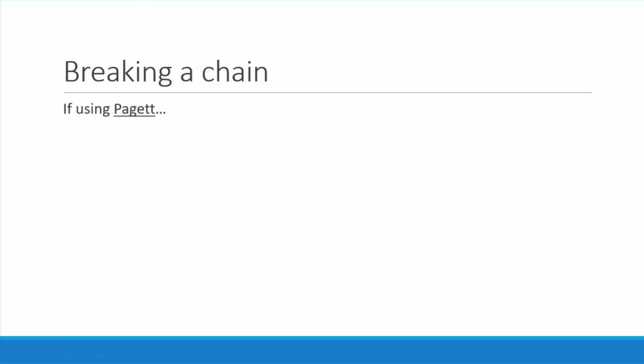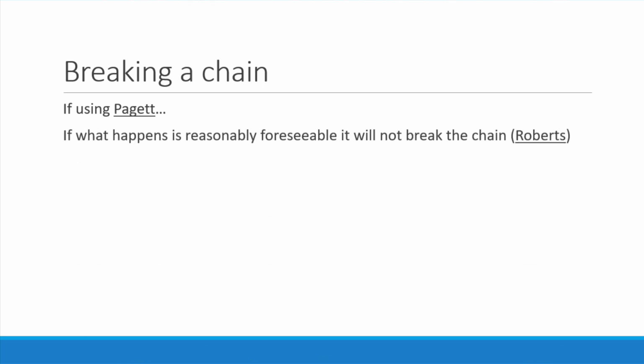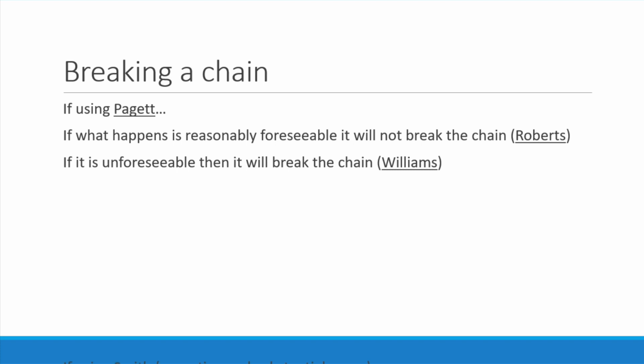If you feel you are going to need to break a chain in a scenario, if you're using Pagett, then if what happens is reasonably foreseeable, it will not break the chain, and that's the case of Roberts, where the woman feared she was going to be assaulted and she jumped out of the car, and it was reasonably foreseeable that she would do that, so it didn't break the chain. But if it's unforeseeable, then it will break the chain, and that's the case of Williams, where the man jumping out of another car was held to be daft and unforeseeable.